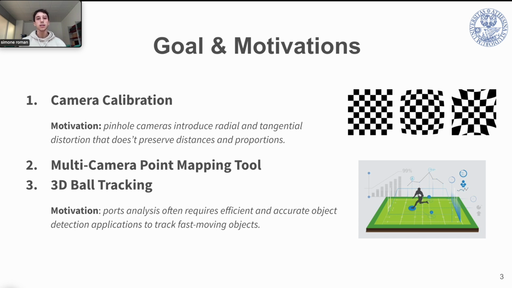Our work is divided in 3 main parts. The first is camera calibration. This step is crucial because wide cameras introduce inherent distortion, like radial and tangential, that can affect distances and proportion, which are critical for accurate analysis. The second point is the creation of a multi-camera point mapping tool, where we aim to accurately project a point in all camera views. Finally, the last step is a 3D ball tracking system. These technologies could be very useful in a lot of fields, for example, sport analysis.